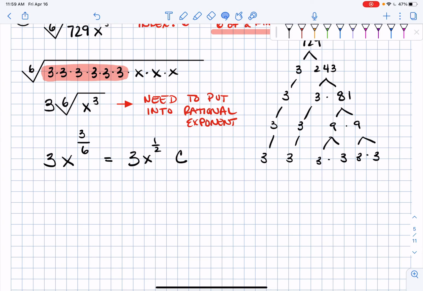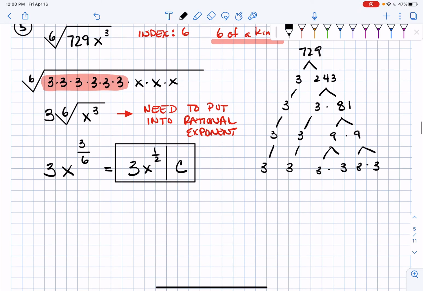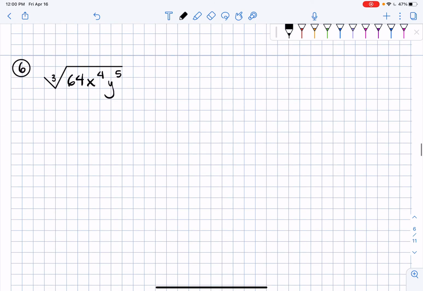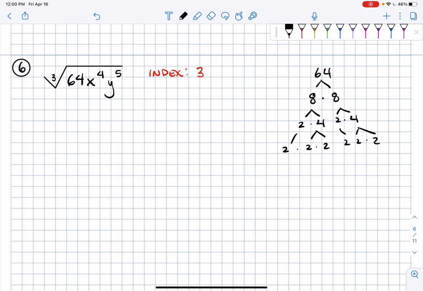So I got a feeling I'm going to have to do this. That, and say that this is my answer. And there we go. All right, on to the next. All right, here my index is what? Is a 3. Okay, so let's break down 64. I know it's 8 times 8, 2 times 4, 2 times 4, 2, 2 times 2, 2, 2 times 2. All right, so let's go ahead and break this down.